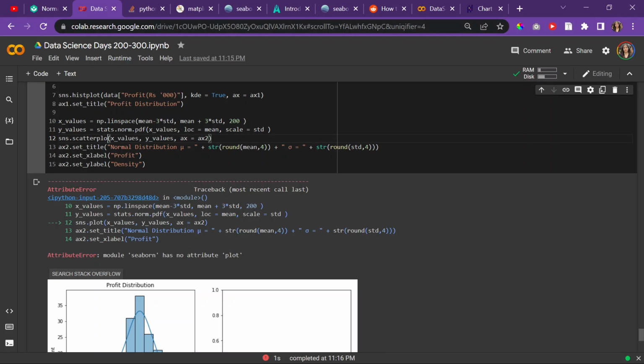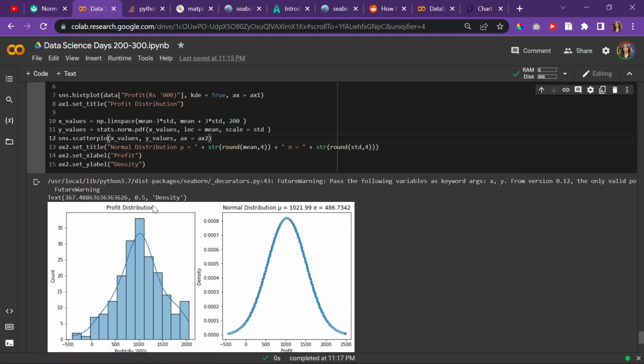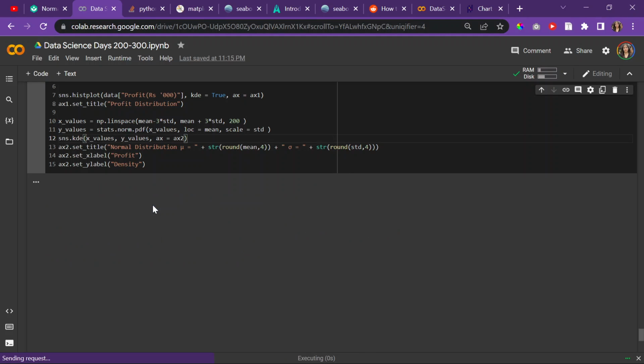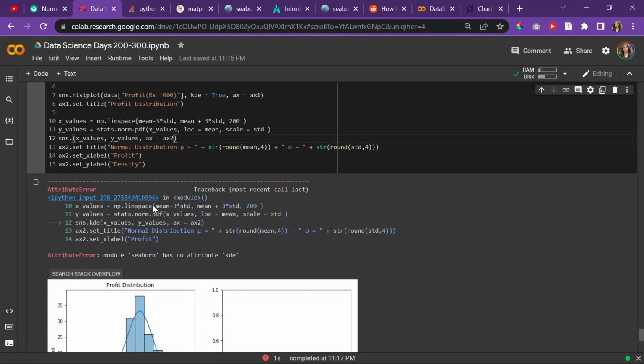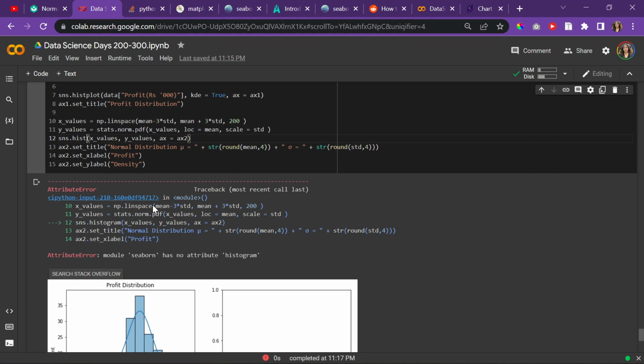Scatter? That's gonna be really bad. Is it scatter plot or scatter? Okay, that's actually really funny. You can see the individual dots. I mean, it works, but no. KDE plot? I don't think that's gonna do that. I think it's KDE. Nope, never mind. Hist. No, I didn't even write that. It's not histogram, it's hist.